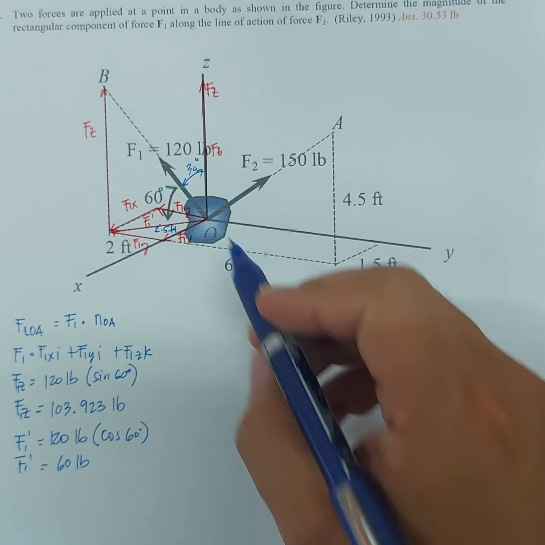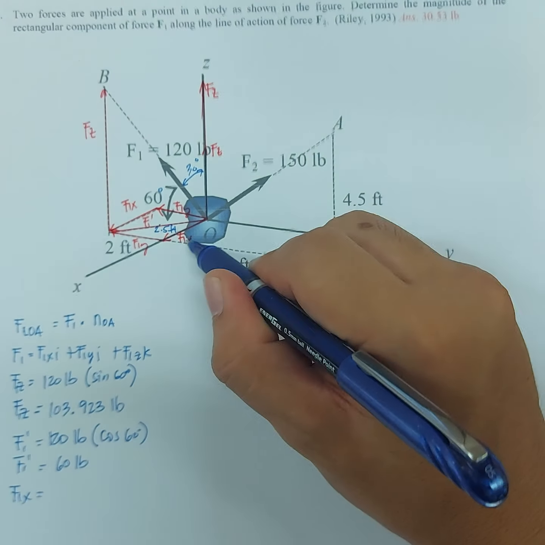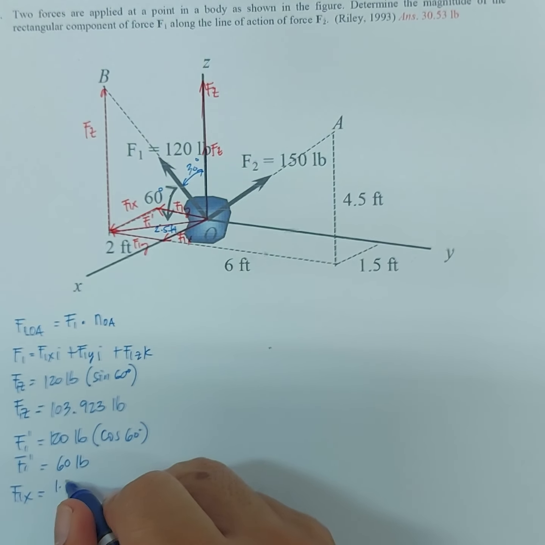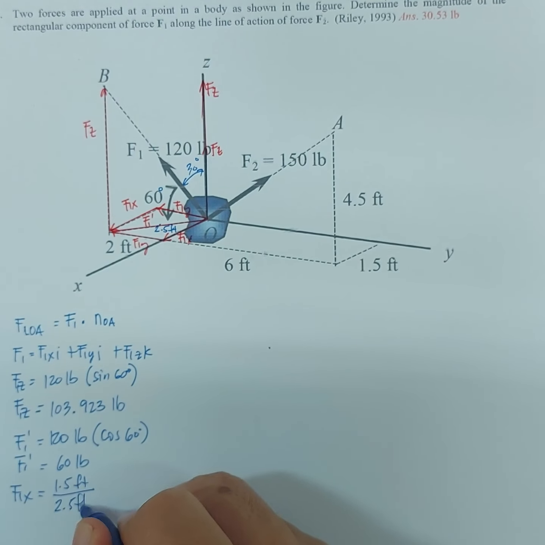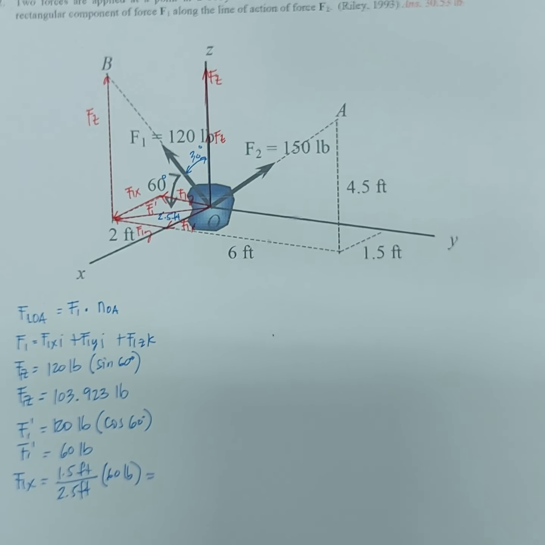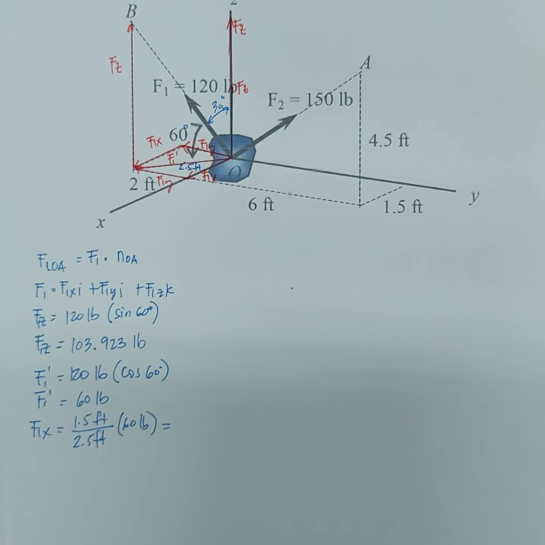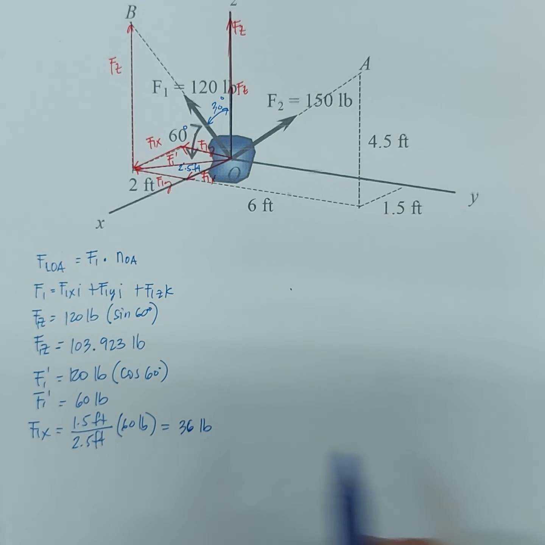So, paano yan? So, F1 prime, so F1x is equal to, since F1x yan, etong side na to which is 1.5 feet all over yung hypotenuse natin na 2.5 feet times F1 prime, that is 60 pounds. Okay. So, F1x is equal to 36 pounds. Ganun din sa F1y.